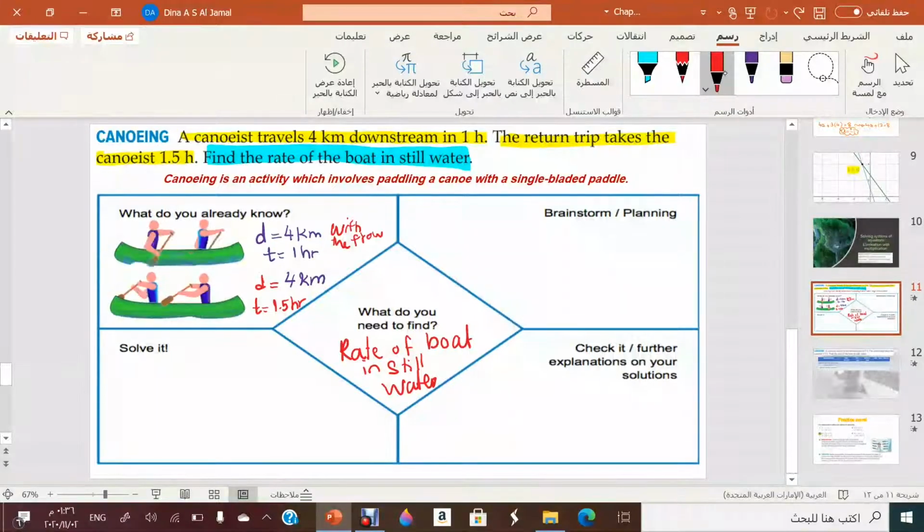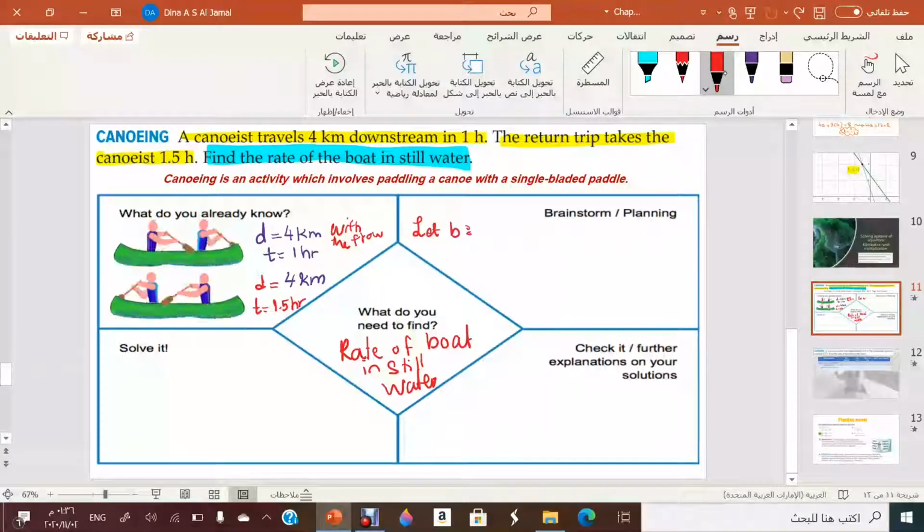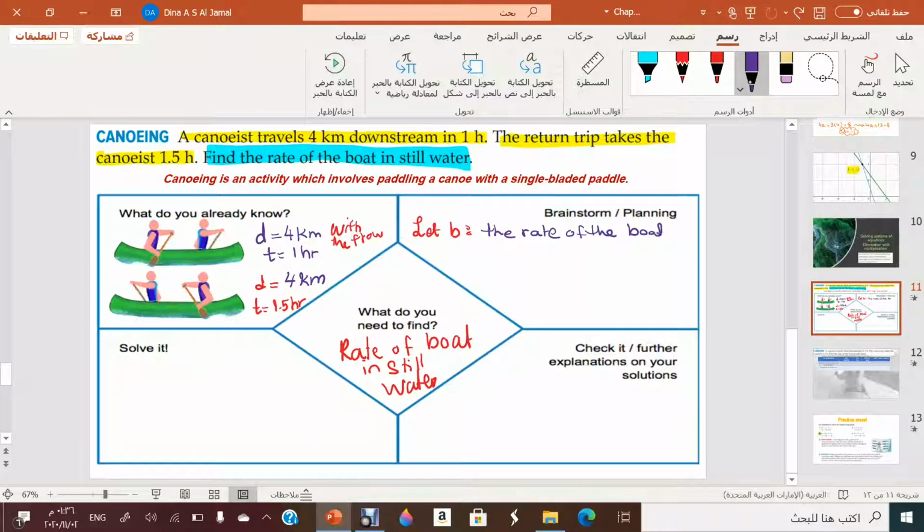One of the important things is that you must choose which variable you will be using. So first of all, I will let my variable be b, for example. So let b be the rate of the boat when you have still water. What do I mean by still water? That it's not that much moving.